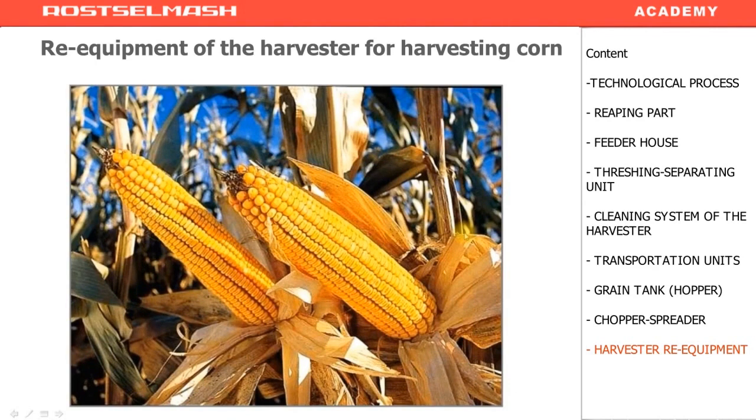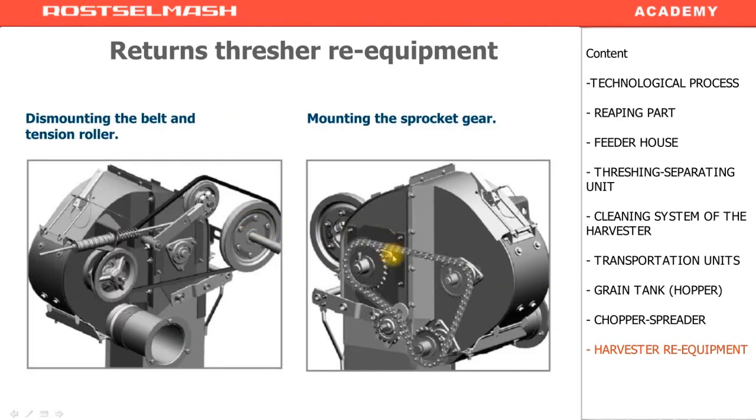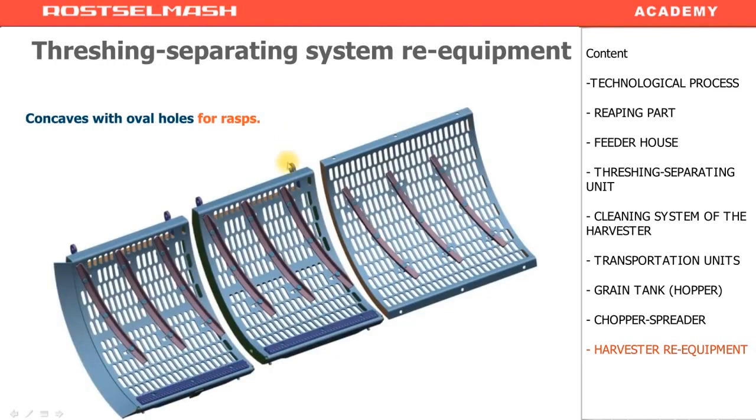Combine re-equipment for harvesting corn. The rethreshing unit is modified in the same way as before. You dismount the concave and plug the holes. You dismount the drive belt and put the chain drive, here are the chain and a sprocket, for lowering the RPM. Then you install the concaves with oval holes and rasps.